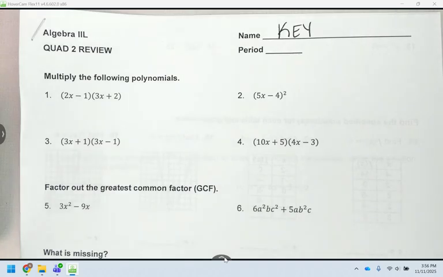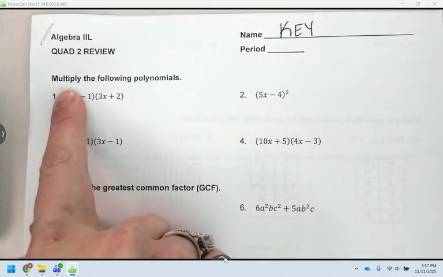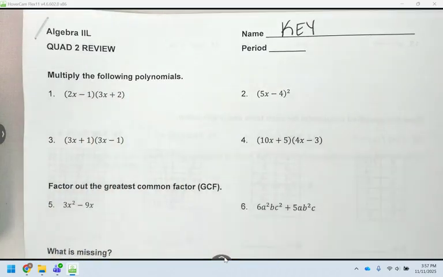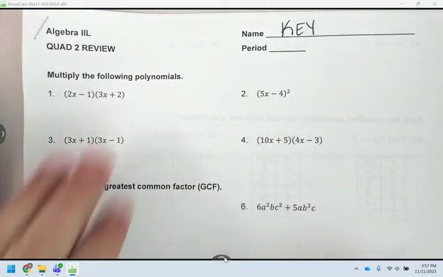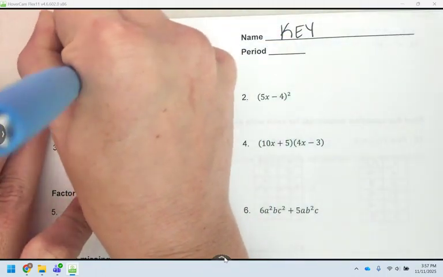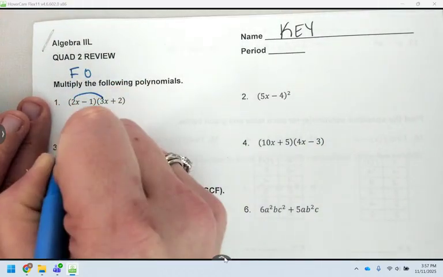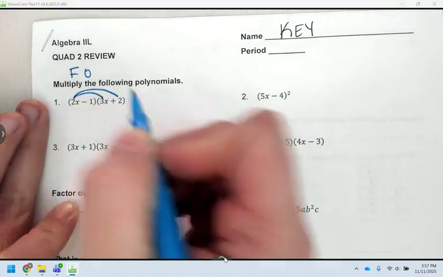This is the review for the Quad 2 test. The first 4 questions are asking to multiply the polynomials. So when we multiply our polynomials, we use that process called FOIL. FOIL is first times first, and then your outers.